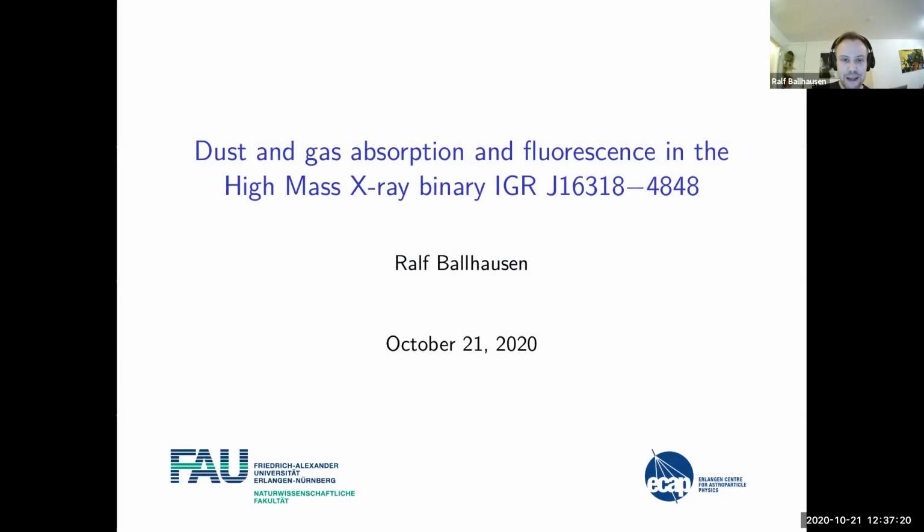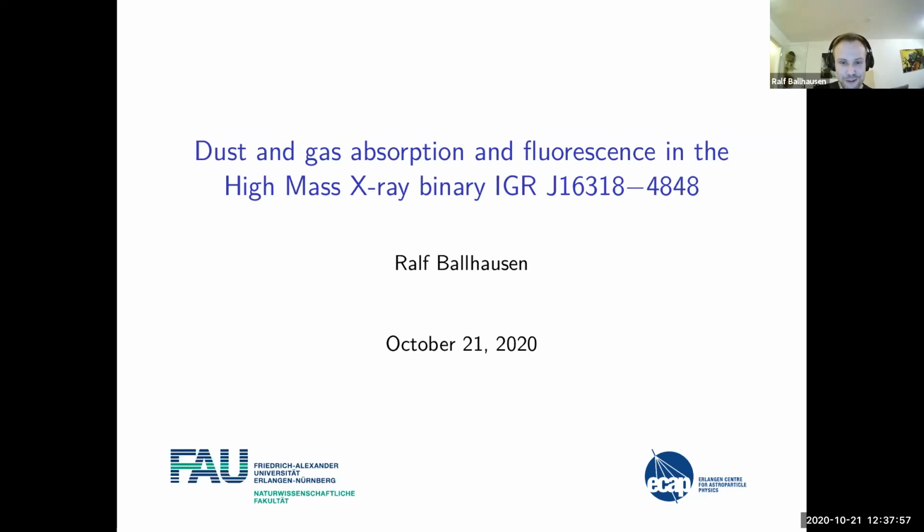So my talk will be about absorption fluorescence in the high-mass X-ray binary IGR J16318-4848, which is a supergiant X-ray binary in the normal arm of the Milky Way, and this is one of the most strongly absorbed binaries that we know. We have observed the source with XMM and with NuSTAR and found signatures of dust absorption, which I'm going to report about. So I'm going to start this introduction a bit more from the dust point of view.